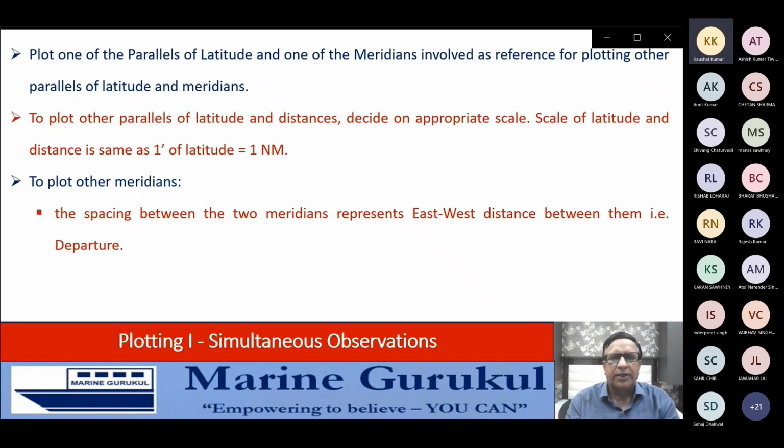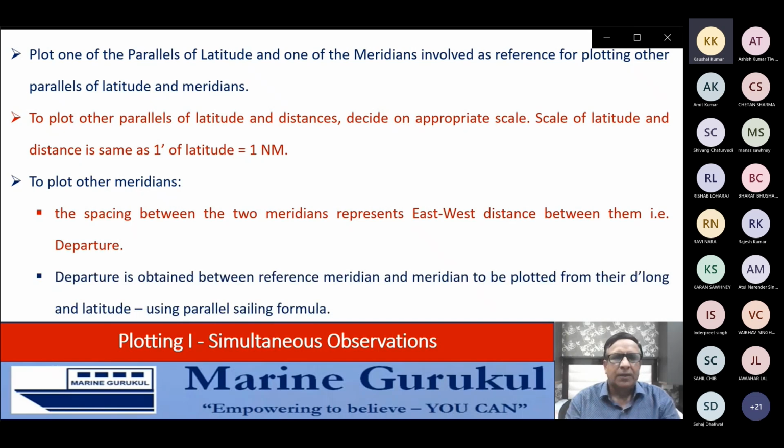So when we plot the meridians, we'll use the scale that we have chosen and will separate the meridians by a distance equal to the departure in the latitude for which the plotting is being carried out. Departure is obtained with reference meridian and the meridian to be plotted from their D long and latitude. And which formula do we use to get the departure? It's the parallel sailing formula, which is departure upon D long is equal to cosine of latitude.